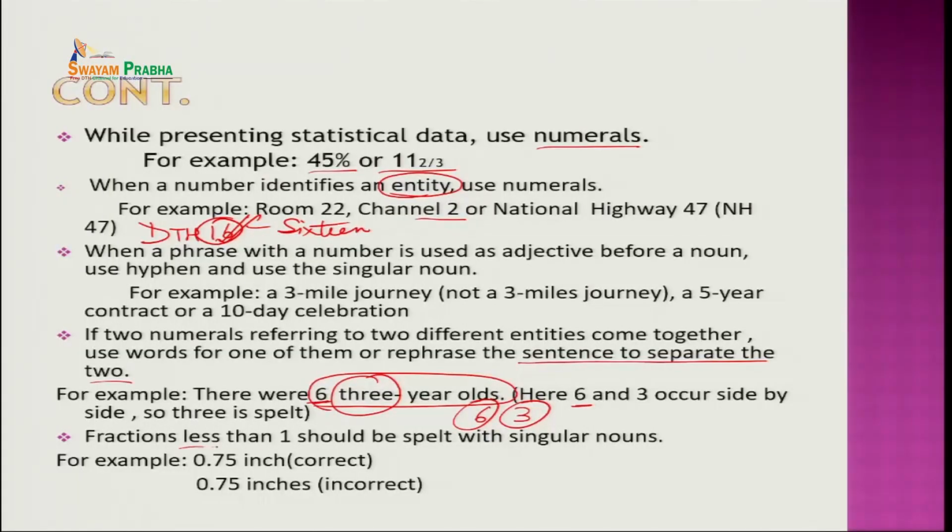So, fractions less than 1 should be spelled with singular nouns. This is again a very important point. For example, 0.75 inch is correct and 0.75 inches is incorrect. Understood everyone? Is that very clear to all of you? Because all these things play a very important role when you write any piece of work, maybe a letter or any other thing.